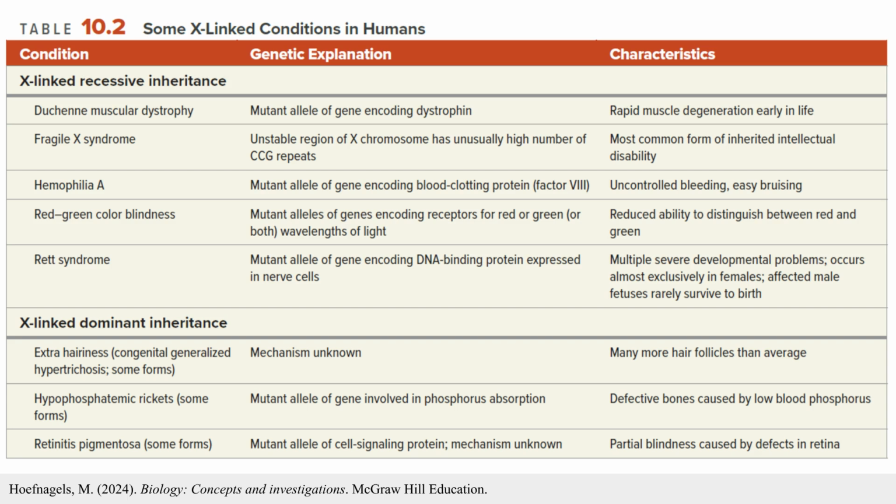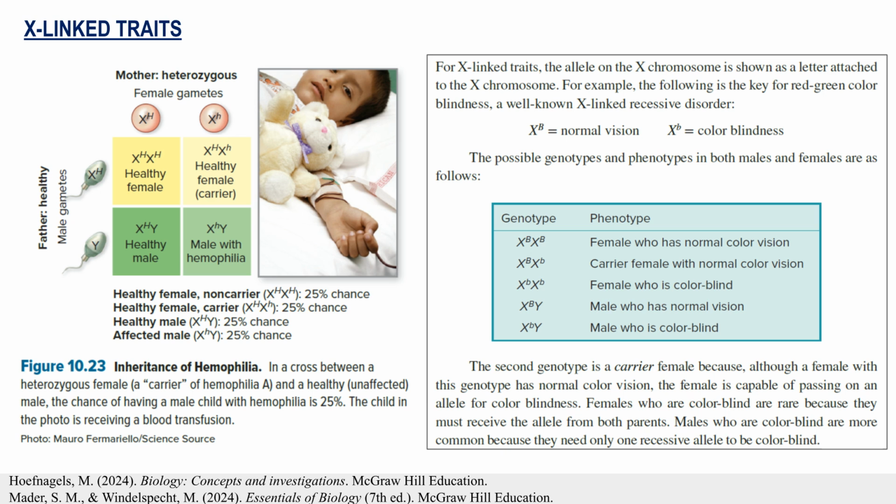Now let us look at the X-linked dominant conditions listed in the table. In these cases, only one mutated allele is needed to express the condition. This means both males and females can be affected, although the severity may differ. X-linked traits are caused by genes found on the X chromosome. Males have only one X chromosome, so a single recessive allele is enough for the trait to be expressed. Females have 2 X chromosomes, so they often carry the allele without showing the condition.